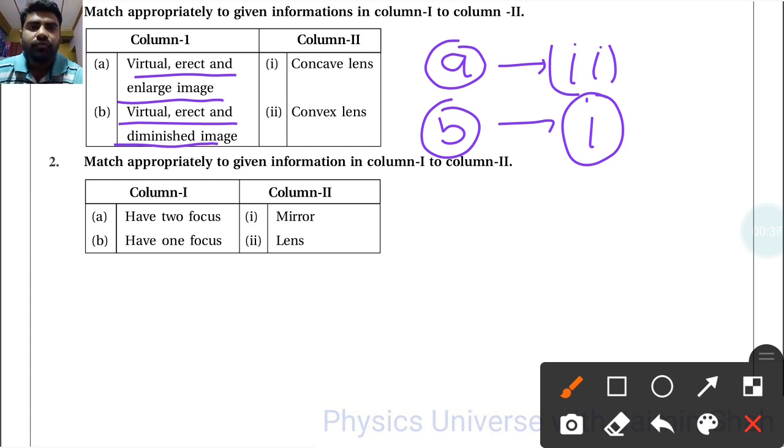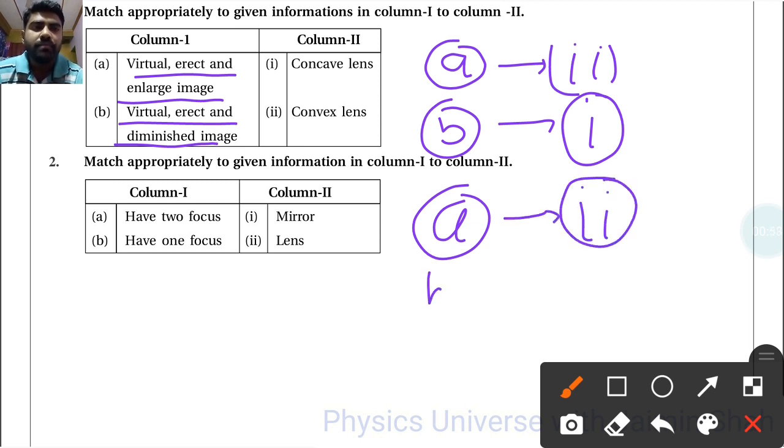Then now for 2, match the following. Column 1 has two focus. So lens has two focus, right? So A to 2. And B has one focus, so mirror has only one focus, so B to 1, right? So that is the answer of this.